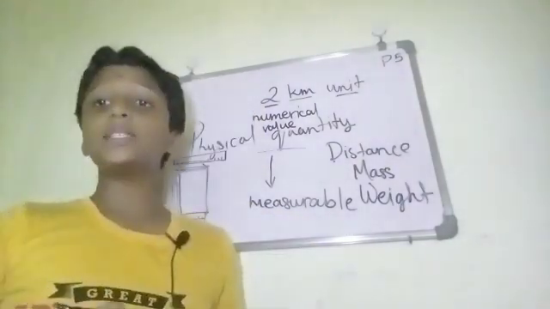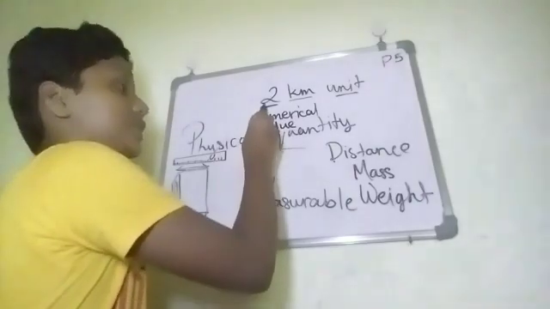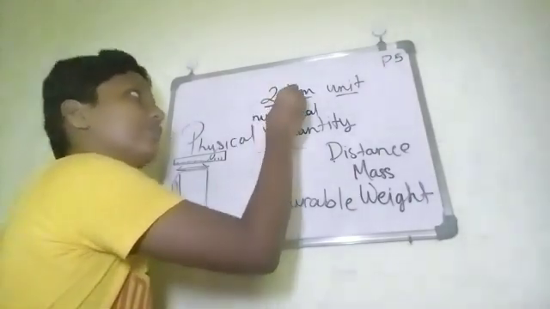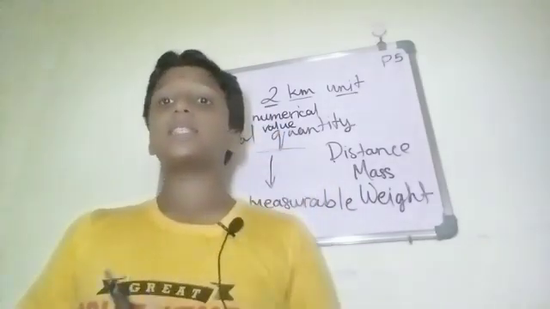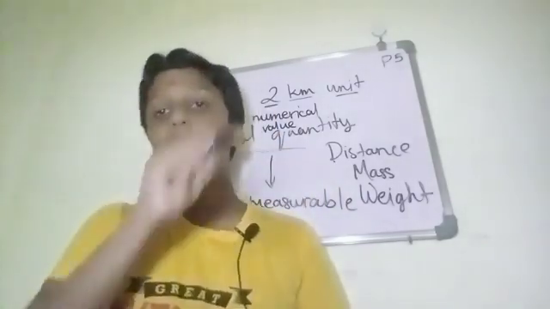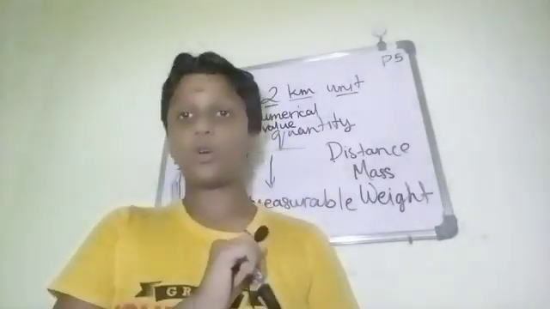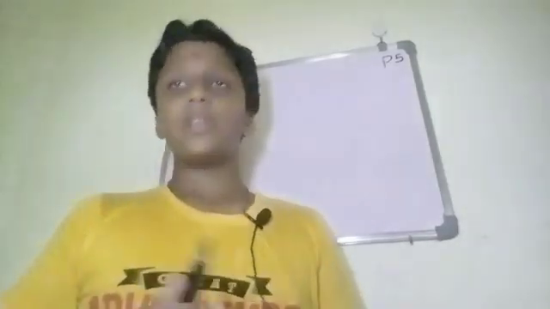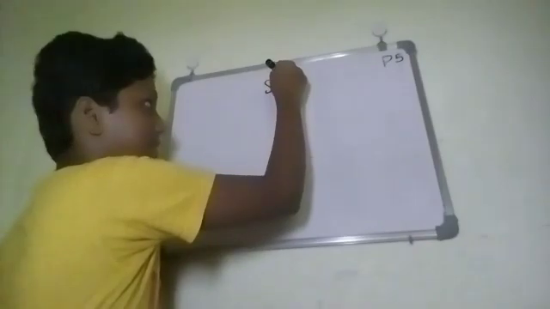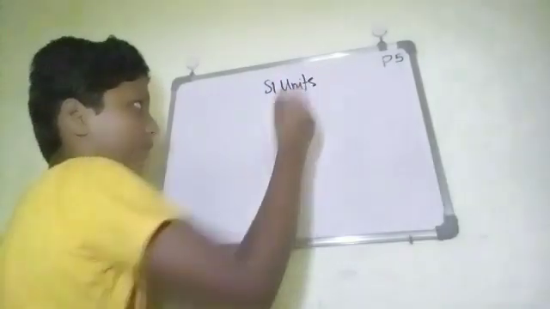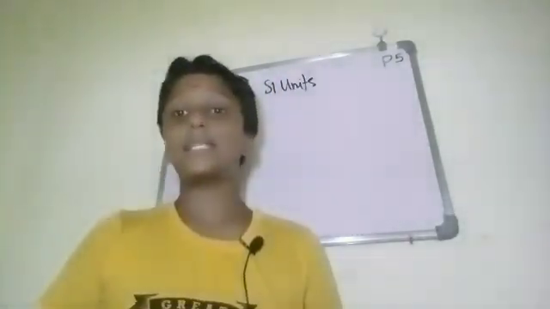We learned about the parts of the measurement, the numerical value and the unit. If any one of these is missing, the measurement is considered to be wrong. So now we are going to learn about SI units. What are SI units?